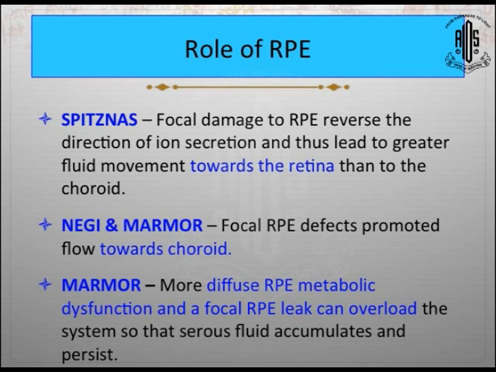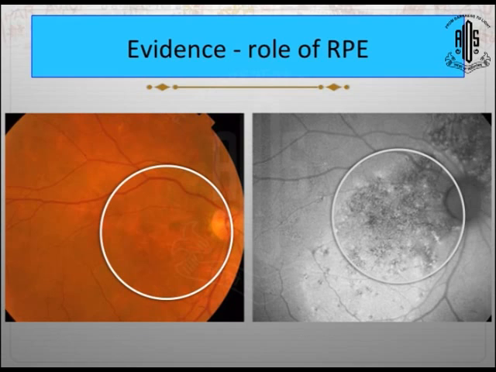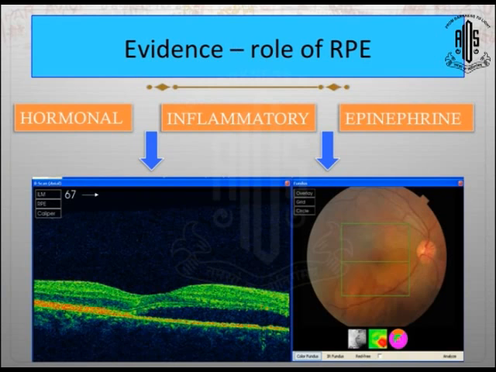So here we can see the evidence of the role of RPE: the clinical picture which shows RPE degeneration, and an autofluorescence picture which again shows RPE hypo-autofluorescence, which is mostly commonly seen in chronic CSR where the RPE degenerates, and we have this kind of a picture. So this was an OCT evidence for the role of RPE. That is, we can see there was a complete absence of the RPE layer below the subretinal fluid, again coinciding with the clinical picture.